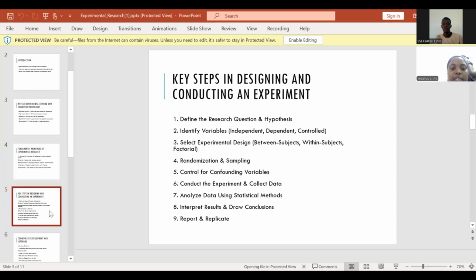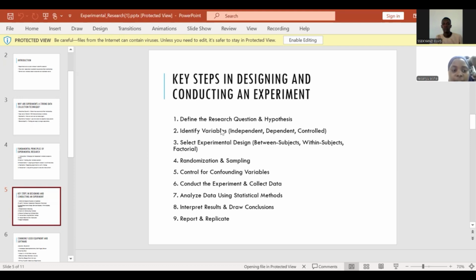The key steps in designing and conducting an experiment. First of all, the key steps, we have to define the research questions and hypotheses. And when conducting an experiment, you ask yourself, what do you want to find out? And you put a clear question that gives out experimental direction. Then another step is to identify variables. Here, you ask yourself what do you want to find out, and that clear question gives you an experimental direction.